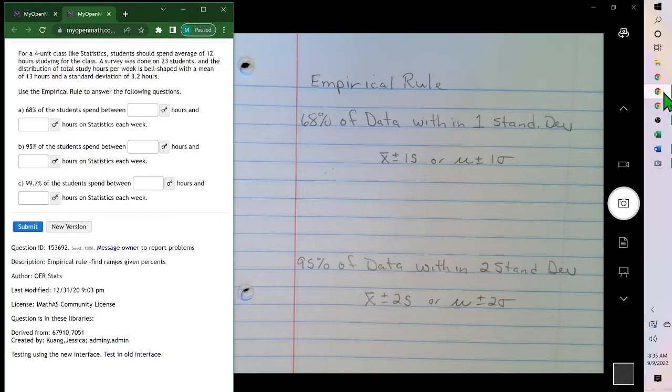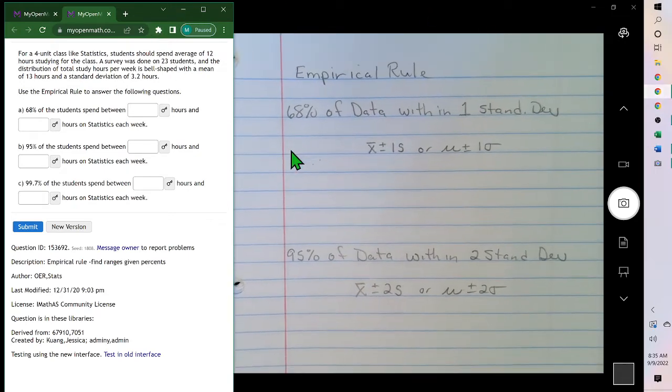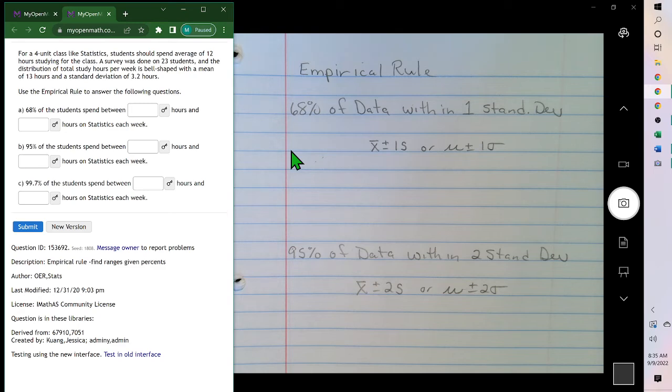For this problem, the empirical rule tells us that 68% of the data is within one standard deviation. Depending on if this is a sample, this would be population. So symbols depend on if it's a sample or a population, so I put both symbols there. But you add and subtract the standard deviation.